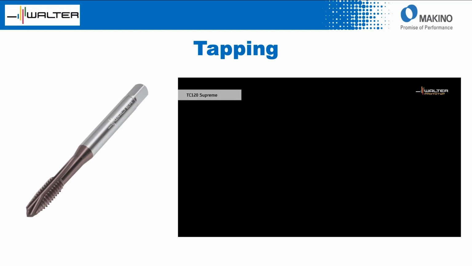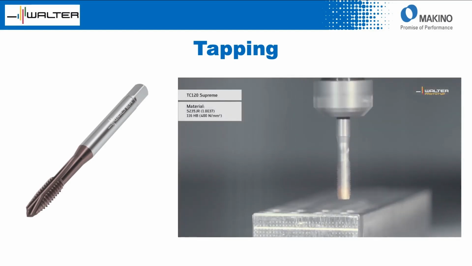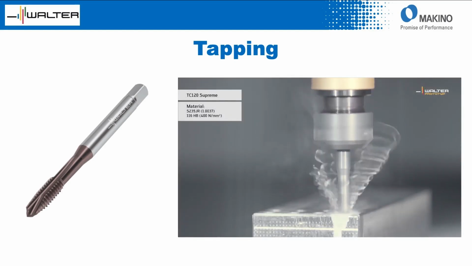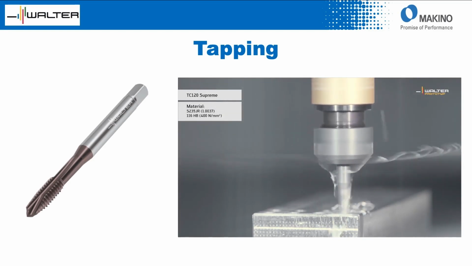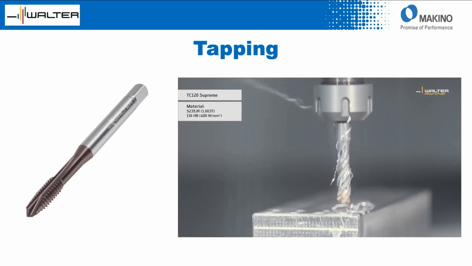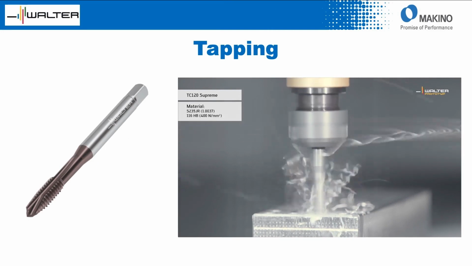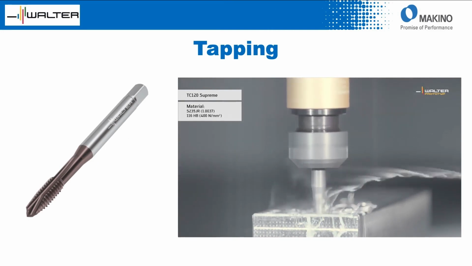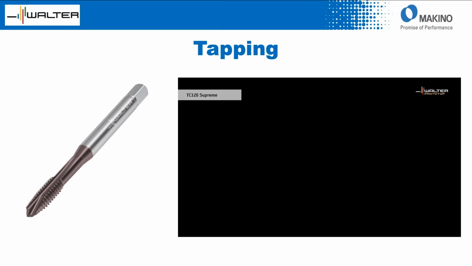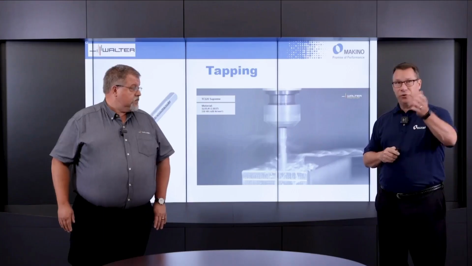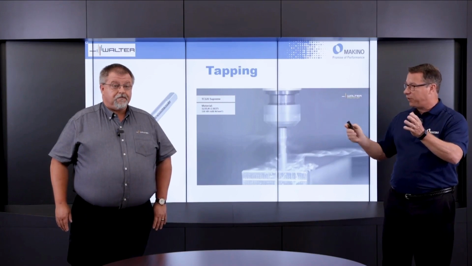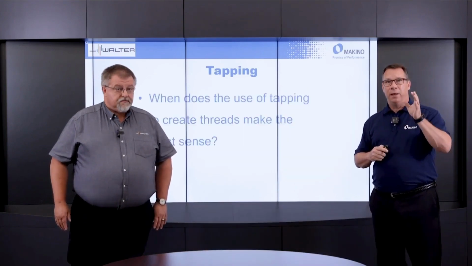Understood. Let's start out with tapping. Just a short video running here. Brian, if you could walk us through what we're looking at. Okay. Well, right now, the picture on the screen is a spiral point tap for a through hole. But what we are looking at is a spiral flute tap, and we are cutting some material there, actually generating chips and threading some holes. So two different processes within the tapping family right off the bat.